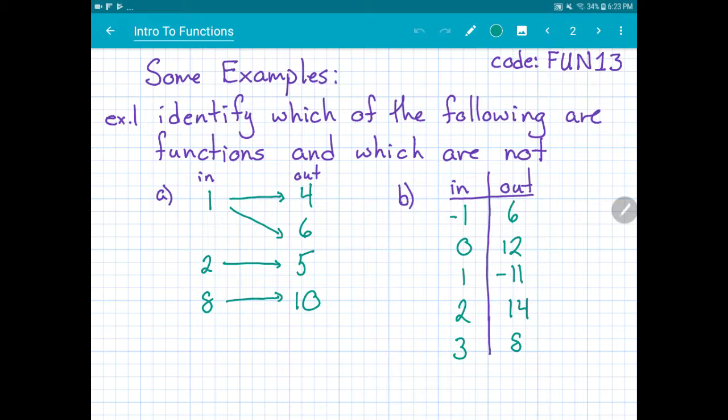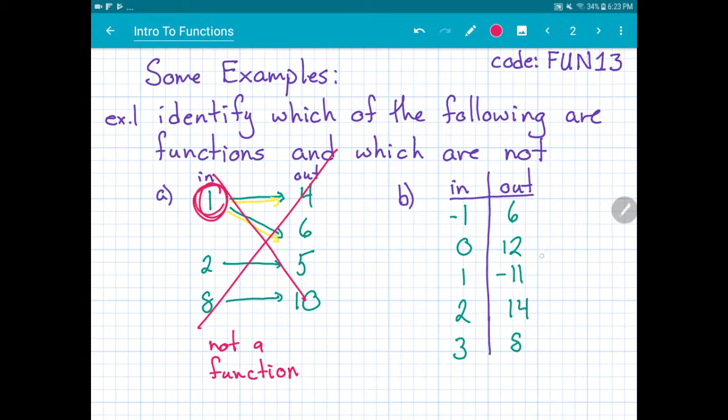Okay, so now if we wanted to think about things that are functions and are not functions. So let's start off with this one here. We've got a number 1 gets fed in and it spits out a 4 or it spits out a 6. Okay, so you feed in a 1 into our machine and two different things can fall out. Now that means this is not a function, because it doesn't have a predictable outcome when you feed that 1 in there.